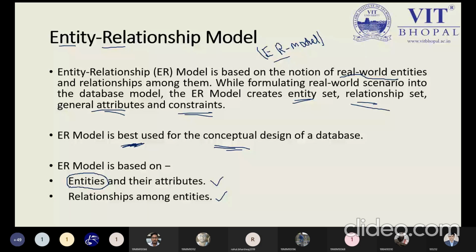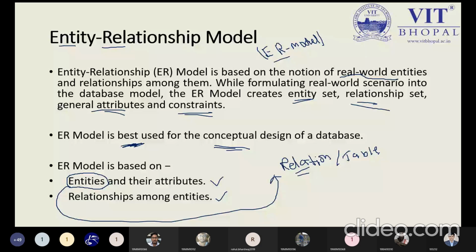Now from this slide, we will start the ER model with some examples. But let me know if this point is clear to all. What is meant by an entity? An entity is a real world entity, which shows a relation or a table. And we have relationships between two different tables or relations. That's why the term is given here: relationship among the entities. Among the entities means there could be many entities.